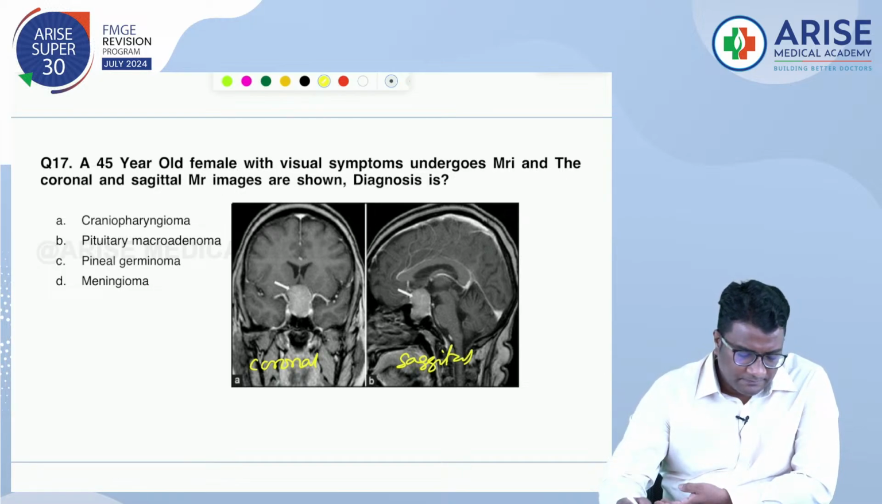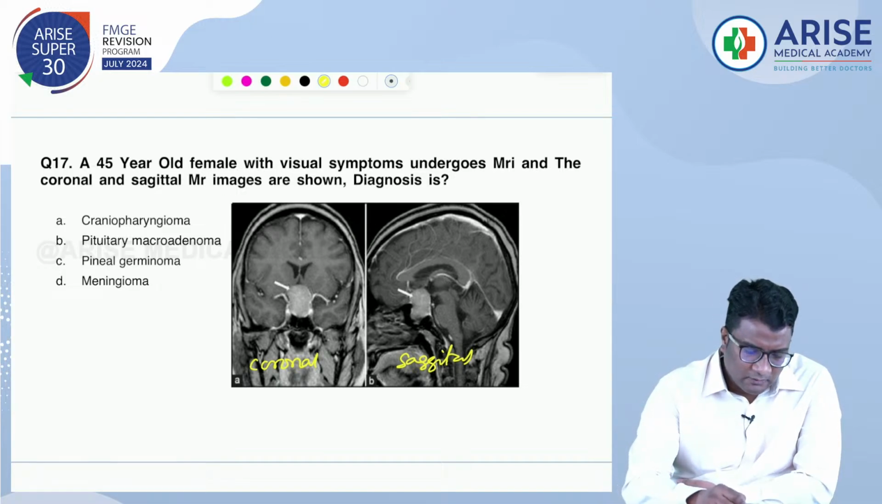Can you answer this? A 45-year-old female with visual symptoms undergoes MRI. The coronal and sagittal images are obtained. What do you think this is? Can you look at this and quickly answer this? Look at the image carefully.